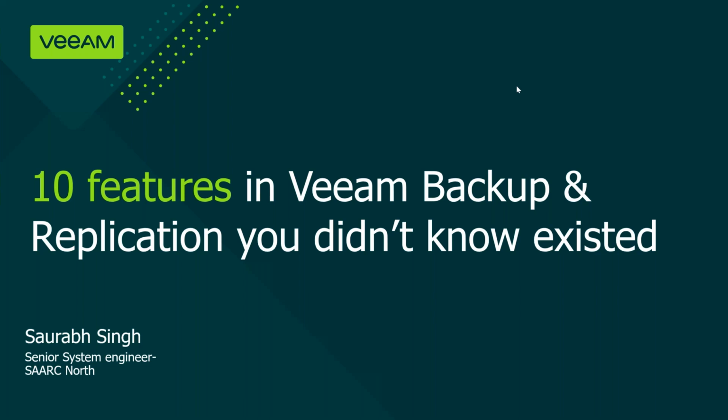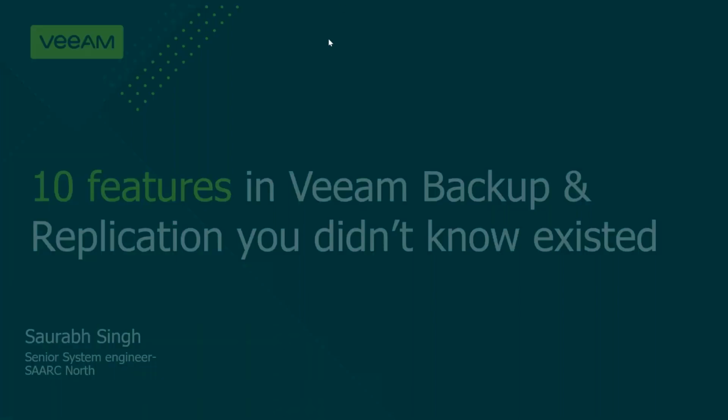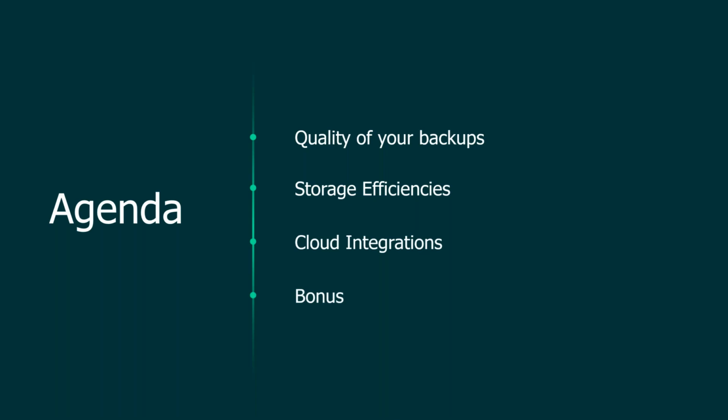So in the agenda I have four things to talk about on the features. First, the quality of your backups. There are different ways to take backups and to utilize them as well, which comes under the first part, quality of a backup. Second is storage efficiencies. While we are doing backups, how Veeam can help you achieve maximum efficiency on the storage side. Third, cloud integrations. We do have a very strong integration with cloud hyperscalers like AWS, Azure, GCP. So, what other new things can we do with cloud as well. The last part is the bonus side. In bonus, I have two, three things which I'm going to share with you.